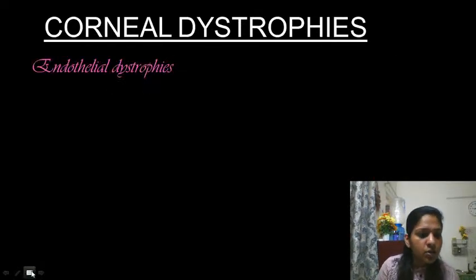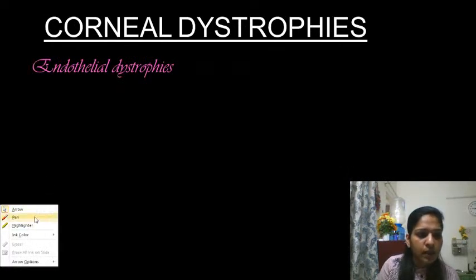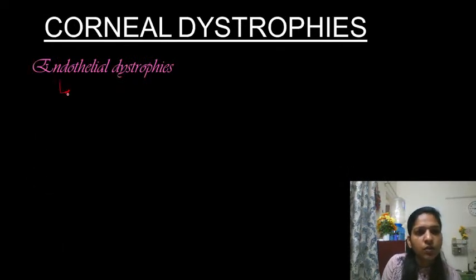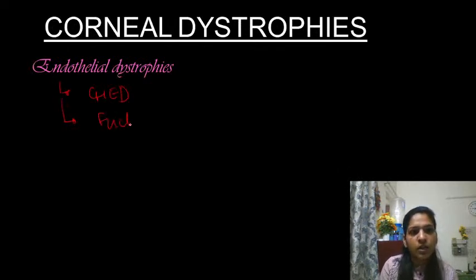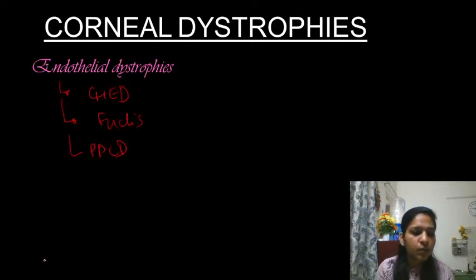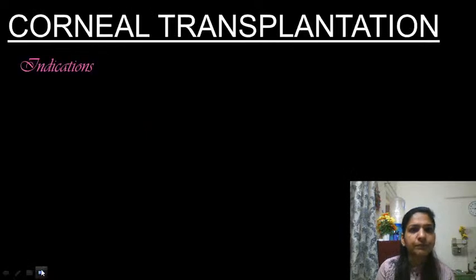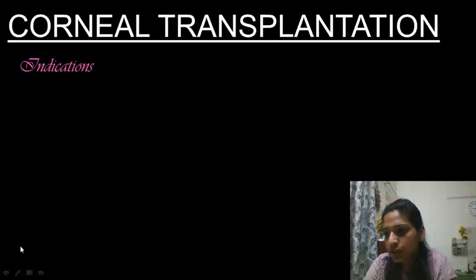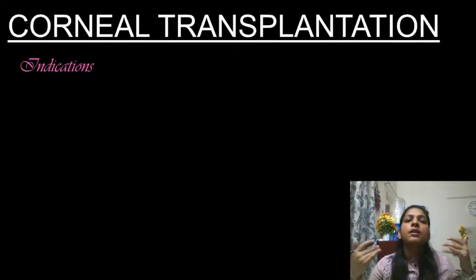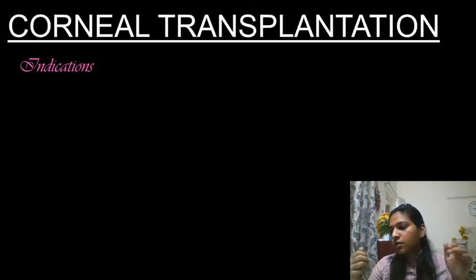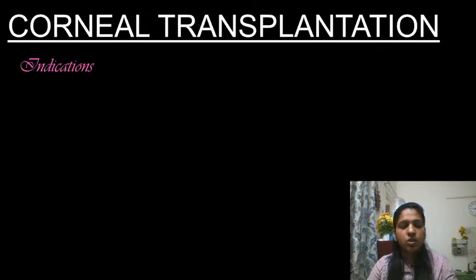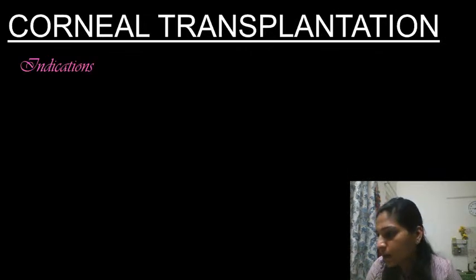So endothelial dystrophies, I'll just tell you the names of the endothelial dystrophies, not going into details. It is CHED, congenital hereditary endothelial dystrophy, Fuchs endothelial dystrophy, PPCD, posterior polymorphous corneal dystrophy. Okay. Now this is the last topic for today's discussion, that is corneal transplantation. Okay, so we'll discuss in short details corneal transplantation.